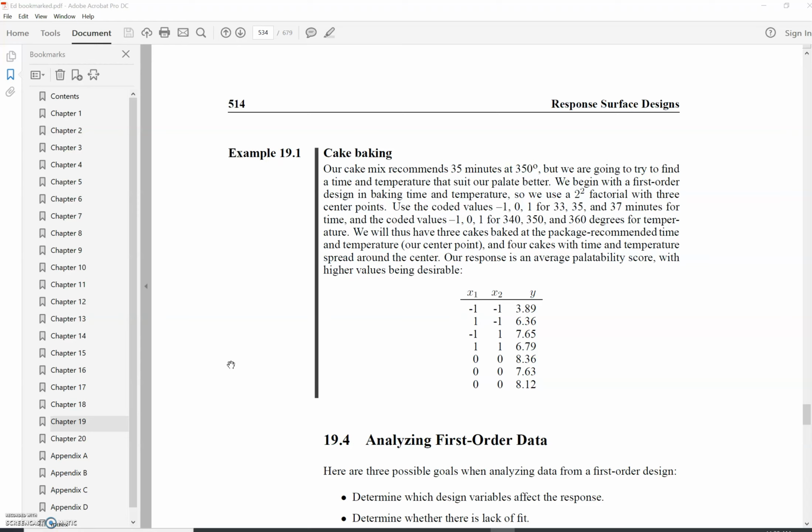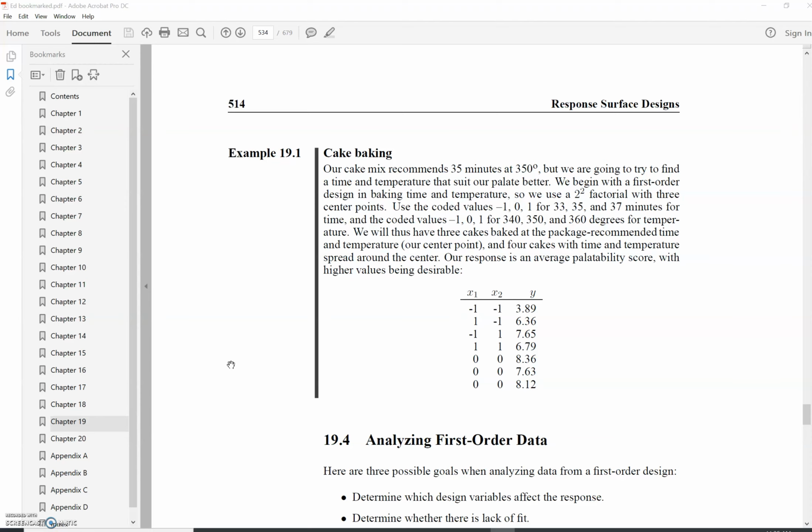Okay, so in order to have the centered points, we're going to assign -1 to 33, 0 to 35, and 1 to 37. So we are using what I would generally suggest here. Similarly, -1 is for 340, 0 for 350, and then +1 for 360. So those are our design points at each time and temperature combination.